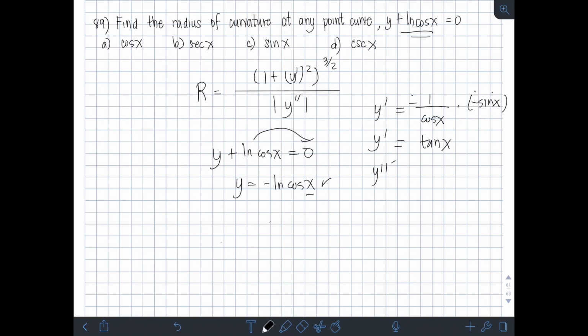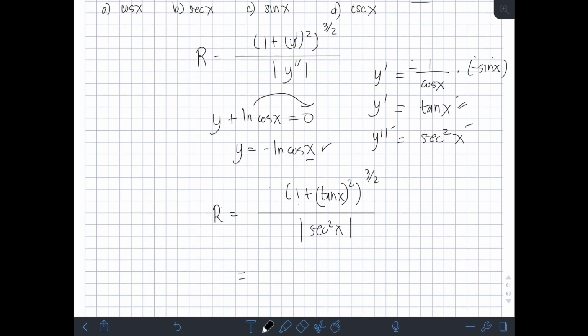And then, yung y double prime or yung second derivative, kunin lang natin yung derivative ni y prime. So, anong derivative ni tan x? Secant squared x, right? I-substitute natin ngayon dito sa formula. R is equal to 1 plus, yung y prime is tan x, then squared, raised to 3 halves, then absolute value of y double prime na secant squared x.